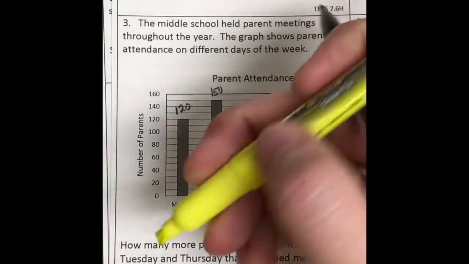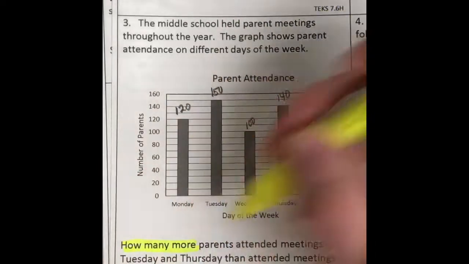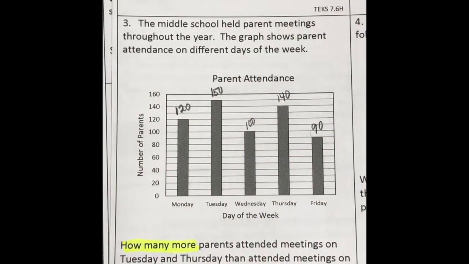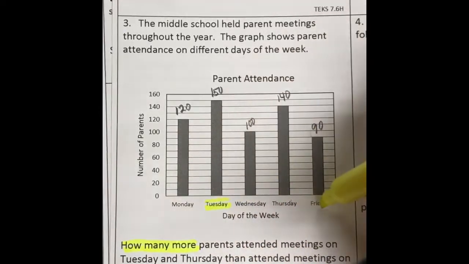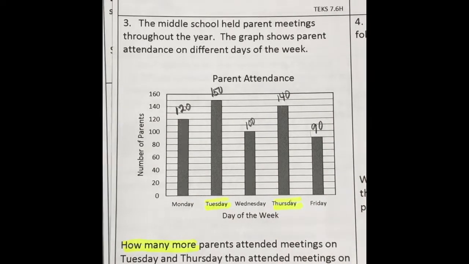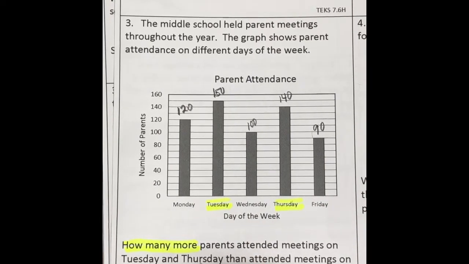Okay, it says how many more, big clue words, how many more parents attended meetings on Tuesday and Thursday? So when it says Tuesday and Thursday, what that means is we need to add Tuesday and Thursday's parents together. Well, Tuesday's parents are 150. Thursday's parents are 140. So Tuesday and Thursday parents, we had 290 parents come. This is for Tuesday and Thursday.